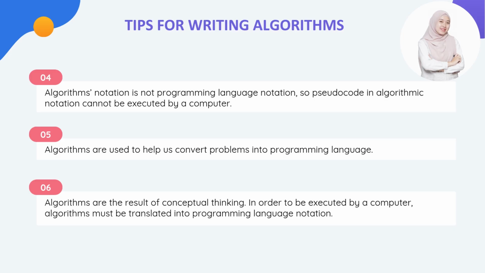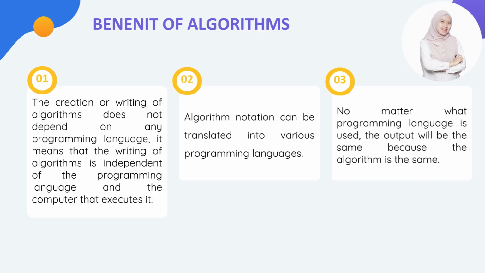Because of this, pseudocode cannot be executed directly by a computer. Algorithms simply help us translate real-world problems into a structure that can later be turned into code. They are the result of our conceptual thinking, and before a computer can run them, they must be rewritten in an actual programming language. One of the biggest advantages of algorithms is that they are language independent.